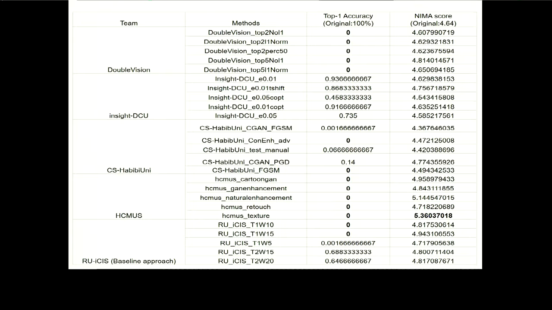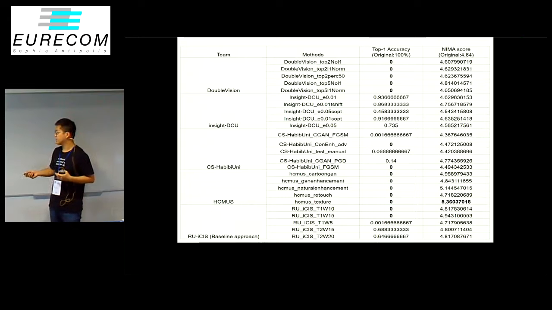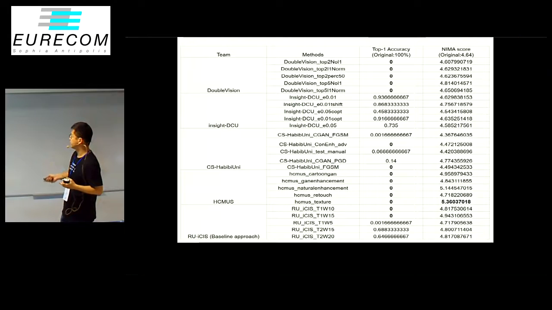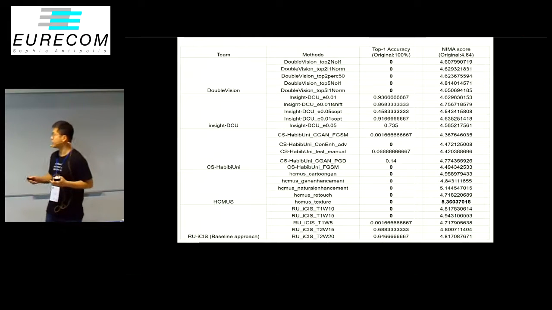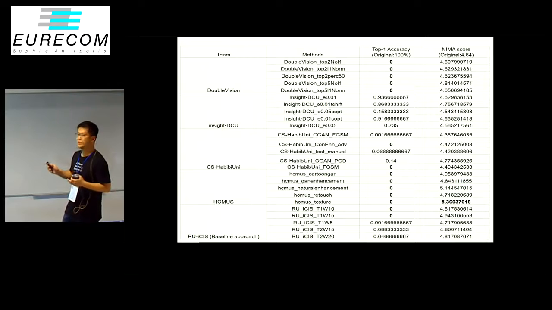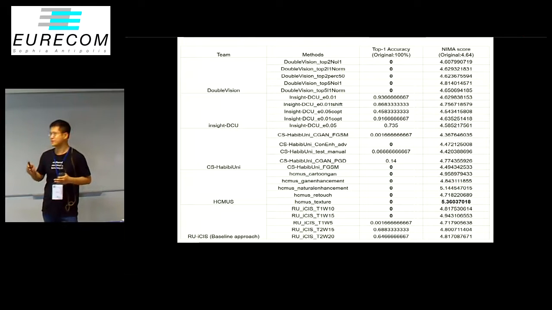These are the results for the 5 teams, and among them, you can see there are many runs that can achieve an accuracy of the scene prediction model of 0, which means it protects perfectly. And with respect to the NEMA score, we have HCMUS texture, which achieved the best score in this evaluation. But something a little bit different happened afterwards.